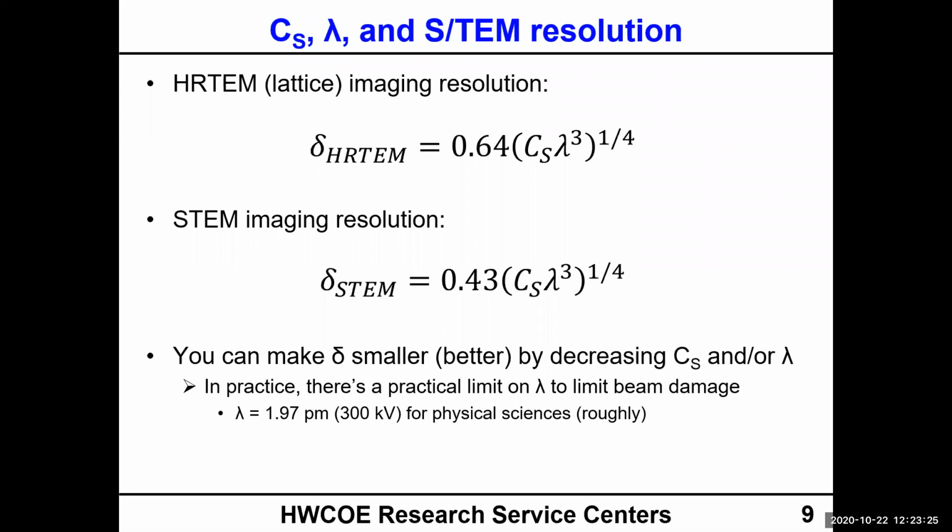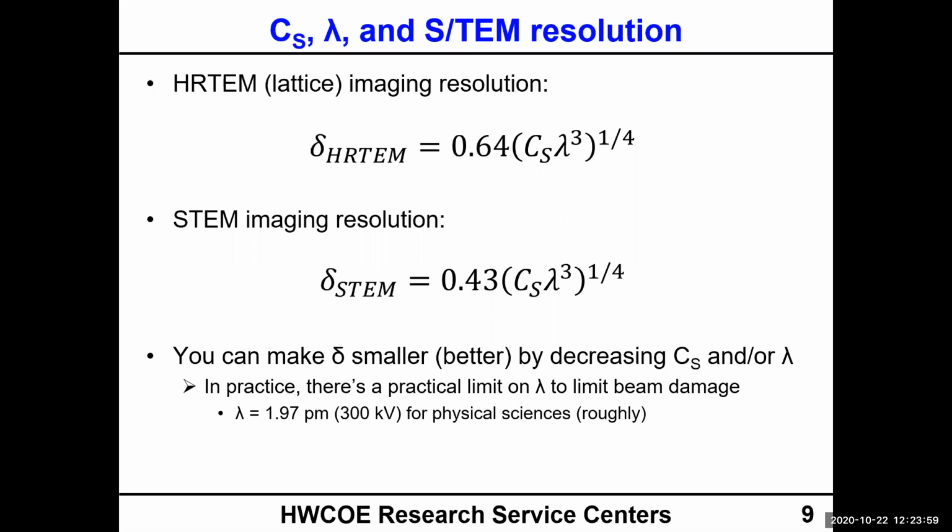So we can take a look at this, and we want to ask ourselves, how do we make that delta term small? Well, there's two ways to do it. We make C sub S small, or we make lambda small. If we start by addressing lambda, all we have to do is increase the beam voltage. That works up to a point. The reason it doesn't work indefinitely is that if you make the voltage too high, you end up causing damage to the specimen. And then that defeats the whole purpose of why you want to image it.